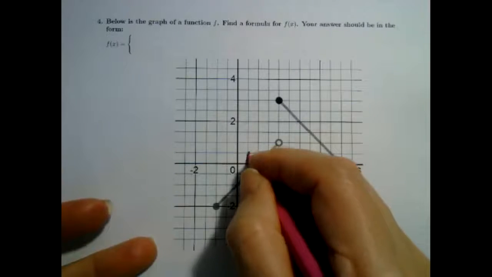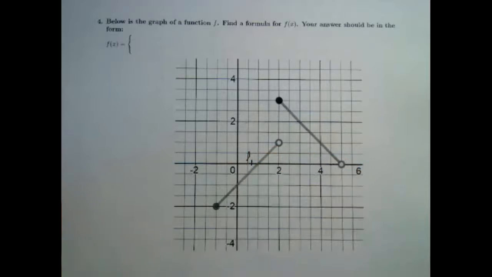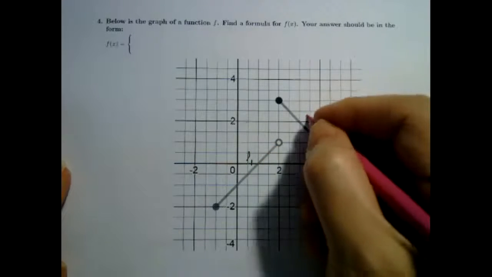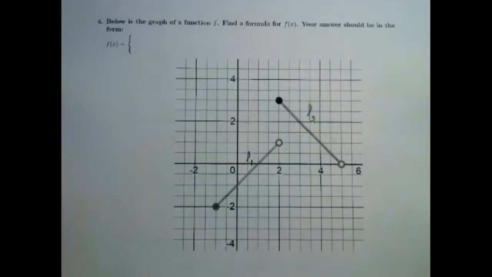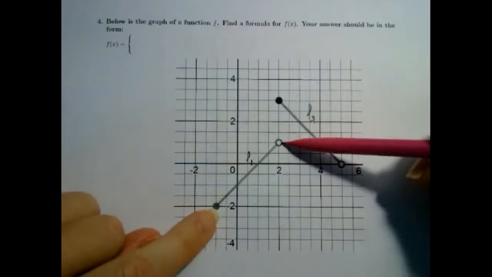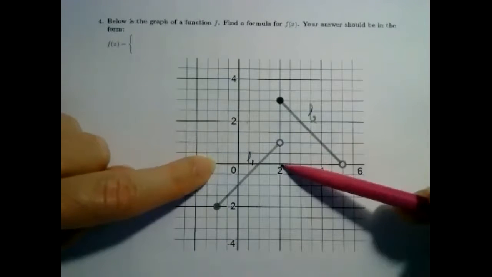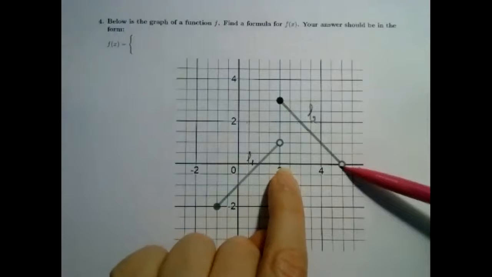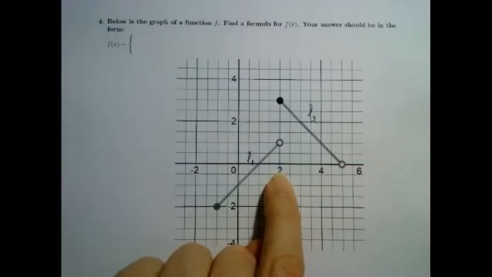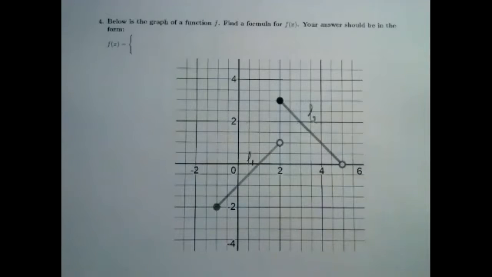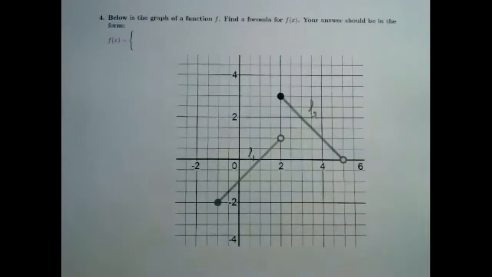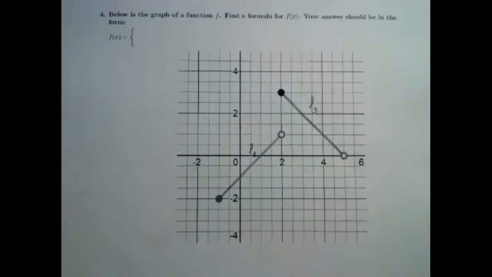I'm going to call this line L1, and I'm going to call this line L2. To find the first formula, I find the equation of L1, but I restrict it between -1 and 2. And then I need to find the equation of L2, and the formula for that will hold between 2 and 5. So what we're going to do is find the equation of L1, L2, and then I'm going to put them together. So find the equation of L1.